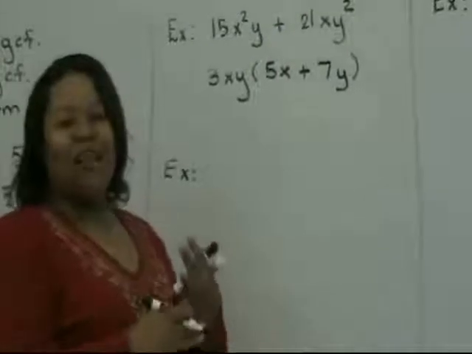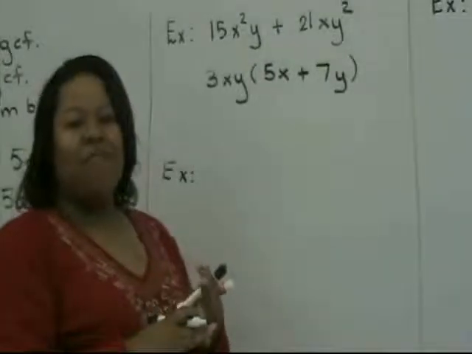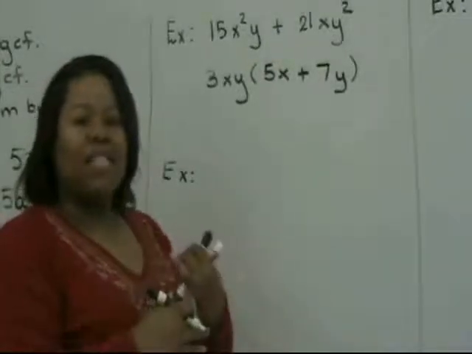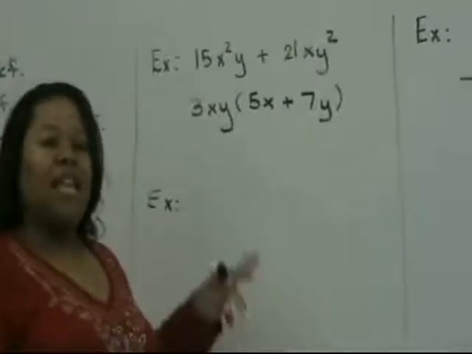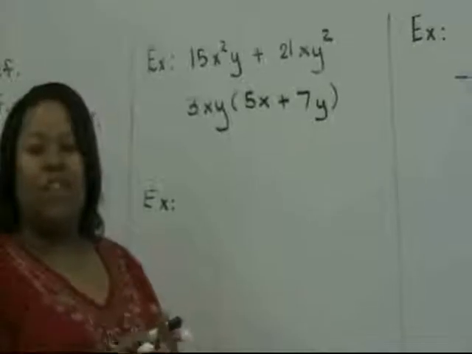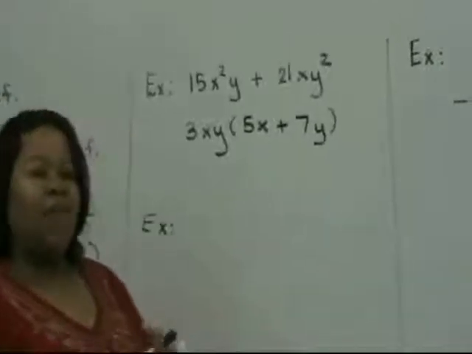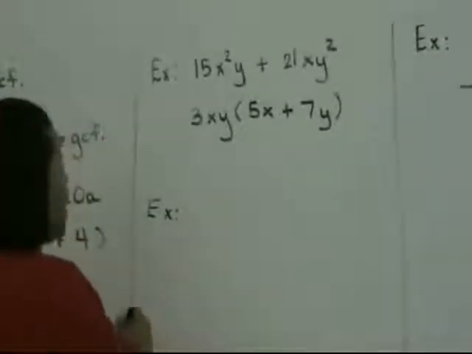We've been factoring out the greatest common factor, and in each of our examples we've seen that we identify the greatest common factor and then we divide each term by the greatest common factor. In this example, it's going to be a little bit different in identifying the greatest common factor. Let's take a look at the example.